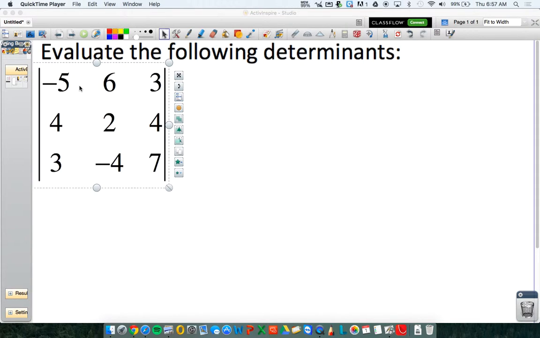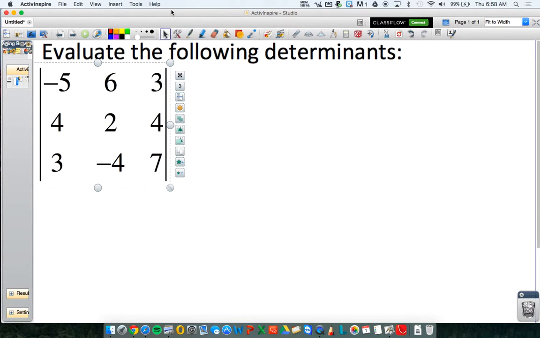Alright, here's one where you're evaluating the determinant of a 3 by 3 matrix. Now, it's the same as a 2 by 2 insofar as you're going to subtract the upward diagonals from the downward diagonals. But with this 3 by 3, there's a lot more going on, and there are a lot more diagonals you're going to have to deal with.